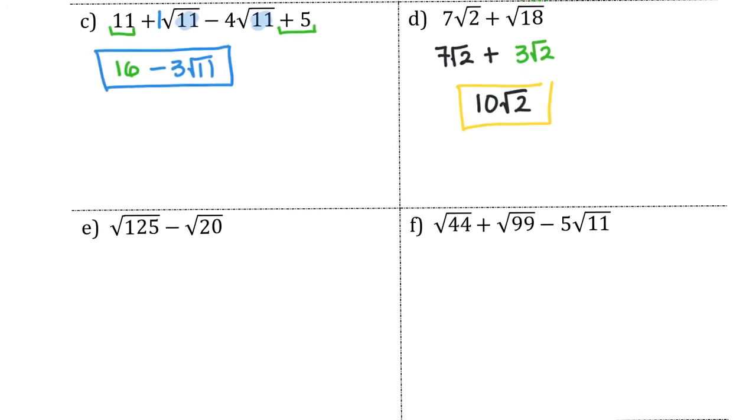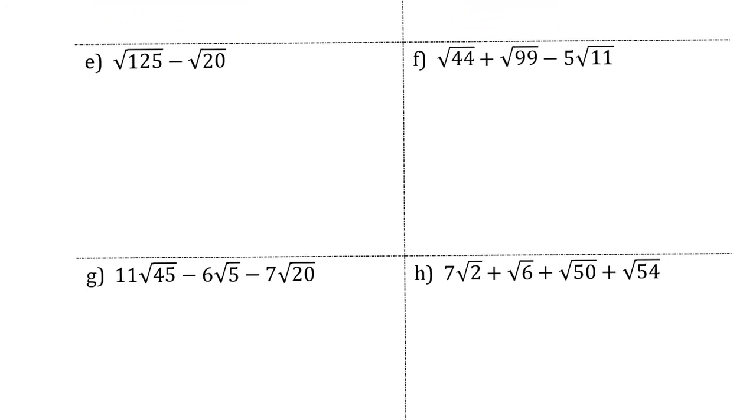Okay, let's look at the next one. For E, I have square root 125 and square root 20. They definitely are not matching radicands. They are not like terms, or they don't appear to be. Let me see if I can simplify either of them. 125, that sounds like quarters. So I could do 25 times, how many quarters are in 125? 5. 25 times 5 is 125. I picked 25 because the square root of 25 is 5.